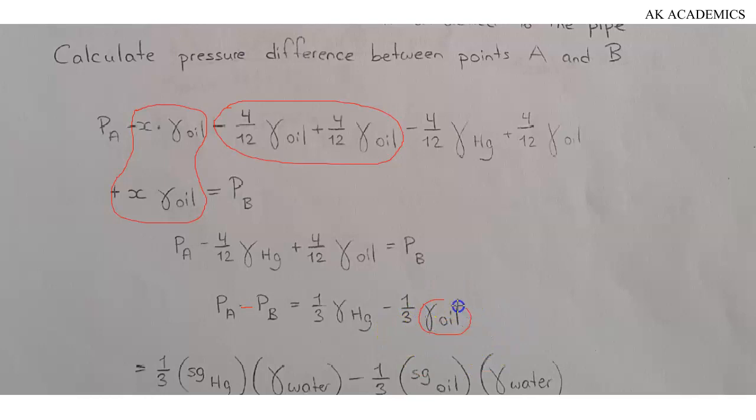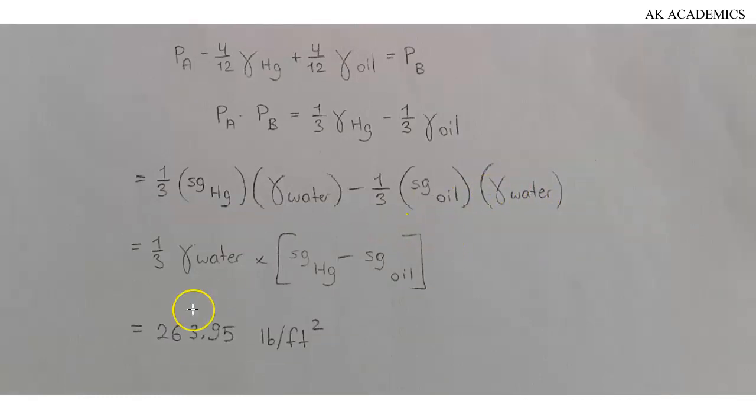You can choose to find the specific weight of oil and the specific weight of mercury using the specific gravity of oil and mercury and the specific weight of water as given. Specific weight of mercury will be equal to specific gravity of mercury multiplied by specific weight of water. Specific weight of oil will be equal to specific gravity of oil multiplied by specific weight of water. Once you do that, you will find out that PA minus PB would be equal to 263.95 pounds per square feet.